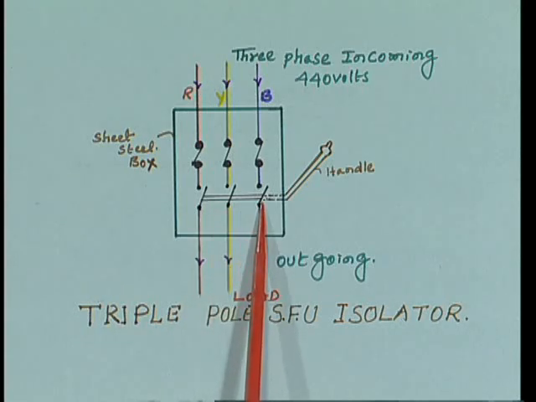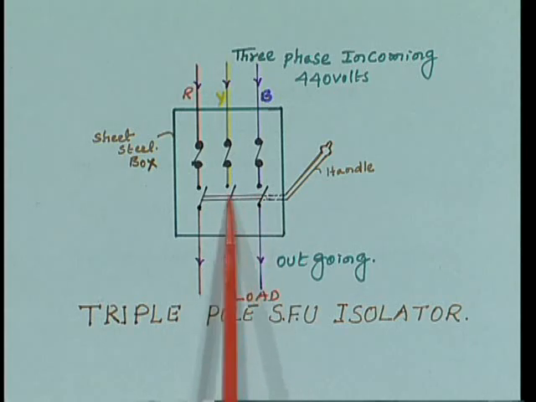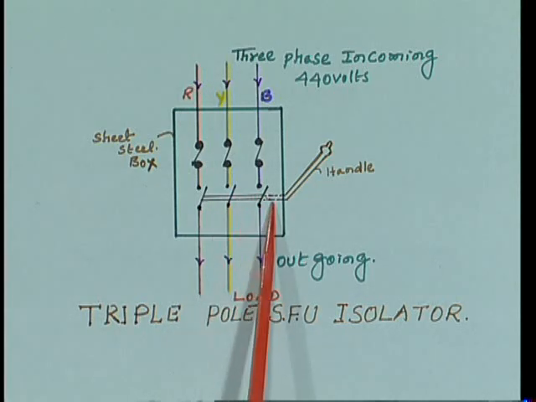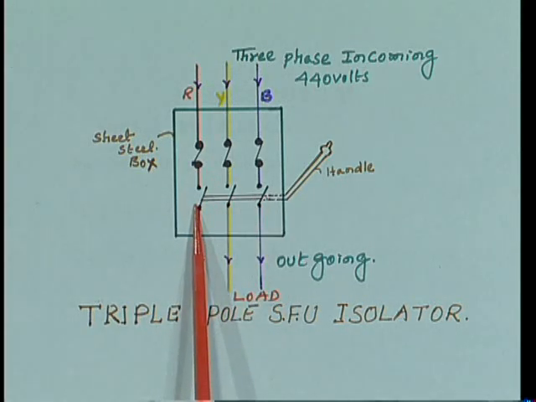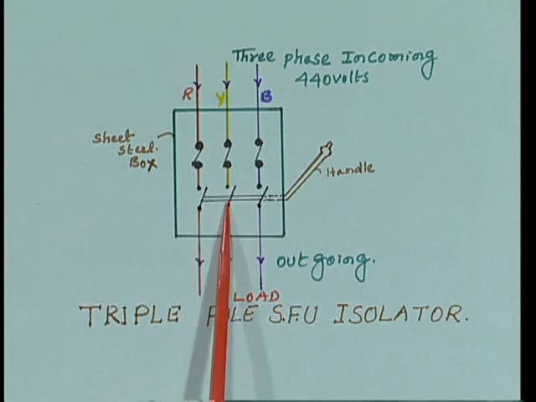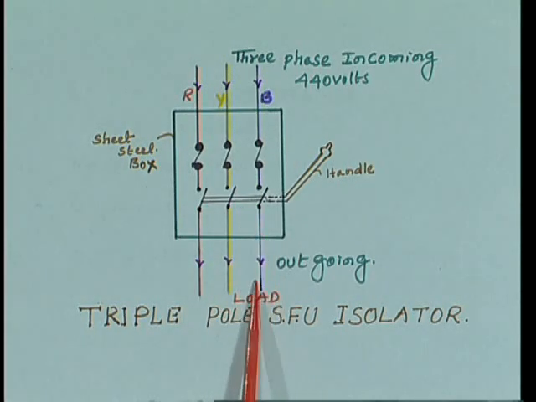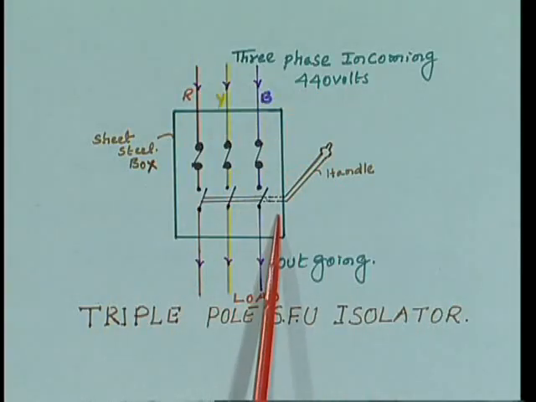If the three are not simultaneously opened, what happens, you know? Suppose only these two are closed, and this one is open. That means you will be getting a two phase supply. By giving a two phase supply to a three phase motor, you know the effect. What happens? The three phase motor is burnt, because a motor cannot run on a two-phase system. Therefore, it is highly necessary to operate all three phases simultaneously.